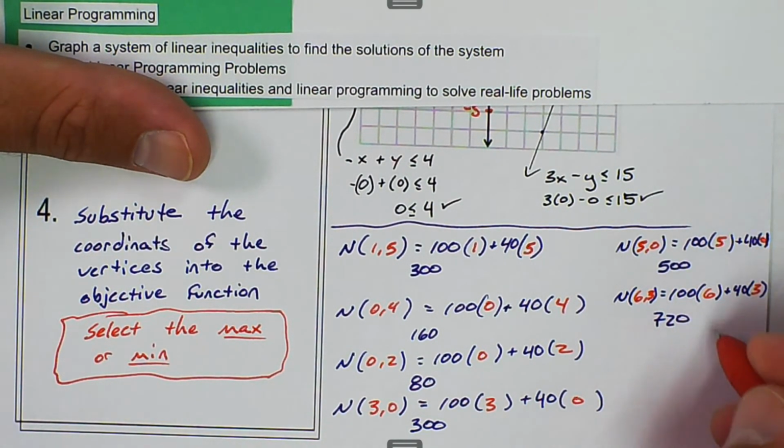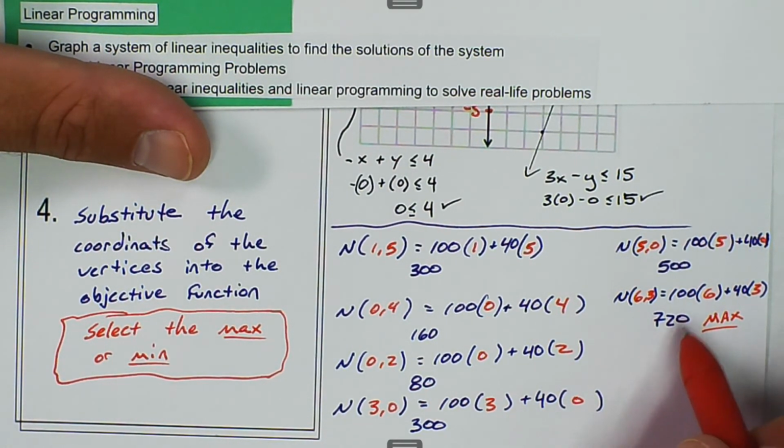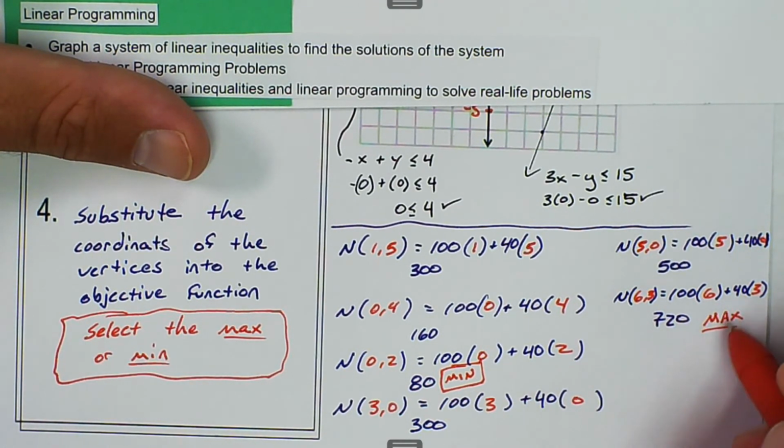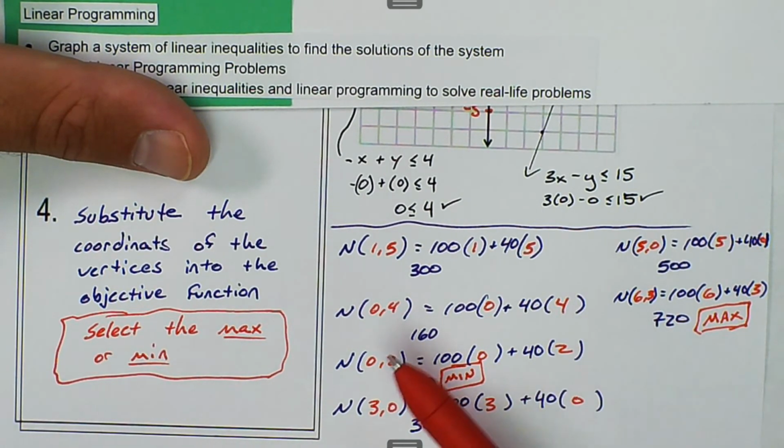So we can check. We have the max at 720, and the minimum is at 80. Now some of these we probably didn't have to check if we think about it. Do we have to check 0, 4 if 0, 2 is a point? Automatically, because they have the same x, and this one has a smaller y, in this case we know that this one's going to be smaller.